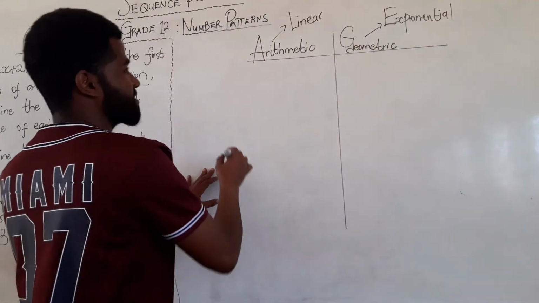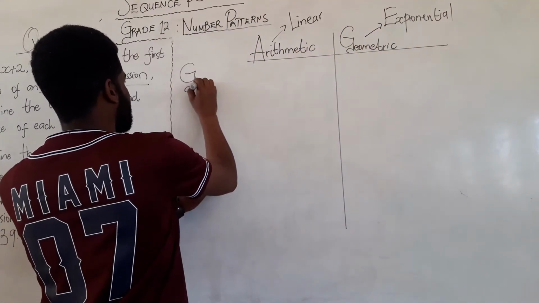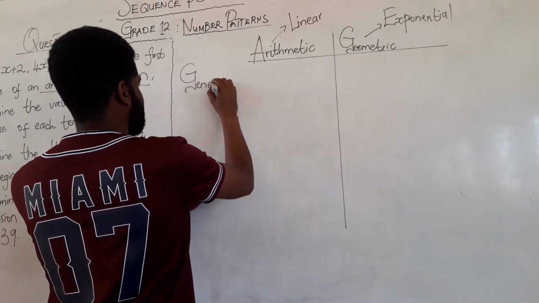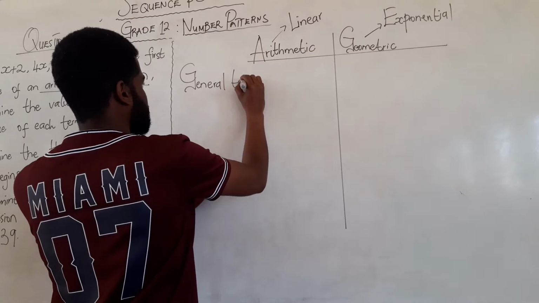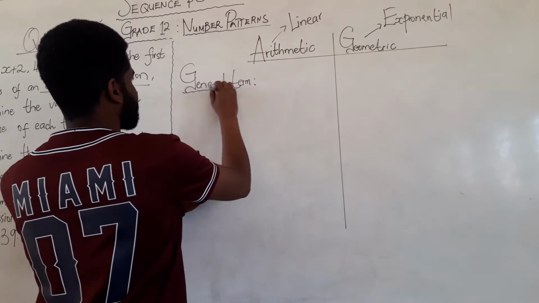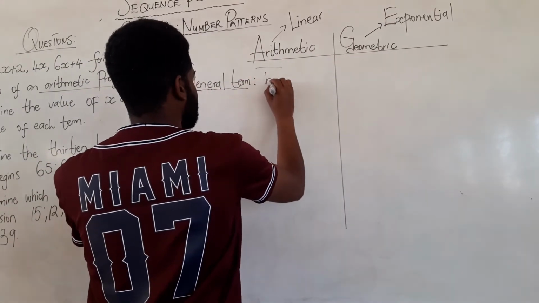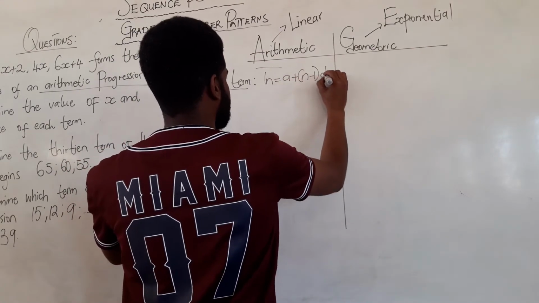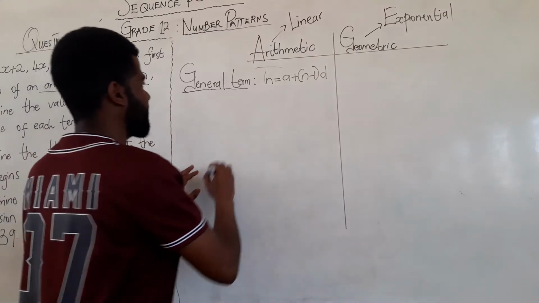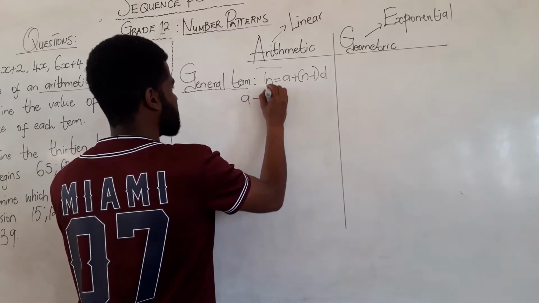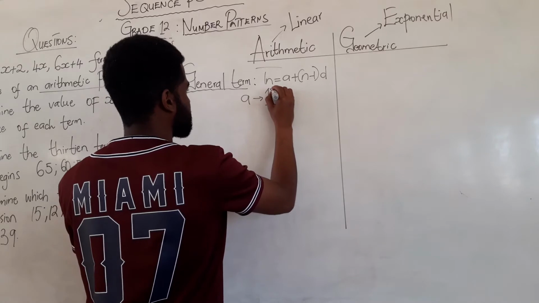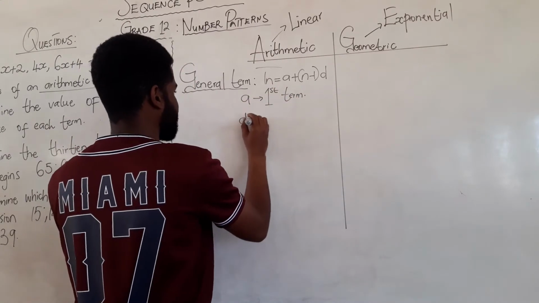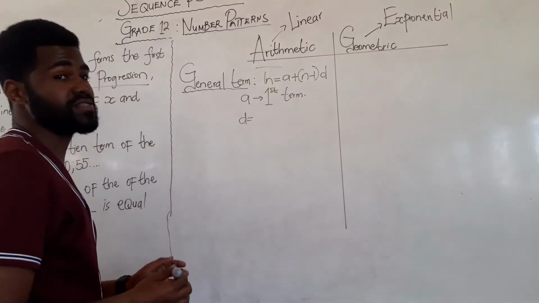Let us start with our general term, for both arithmetic and geometric sequences. The general term for arithmetic is Tn equals a plus (n minus 1) times d. What is our a? a is our first term. And what is our d? d is our difference. And how do we calculate our difference?